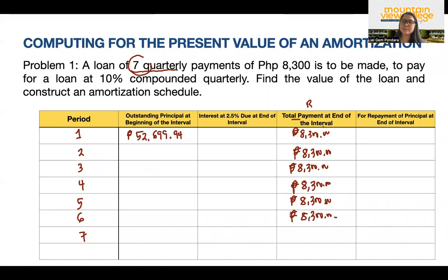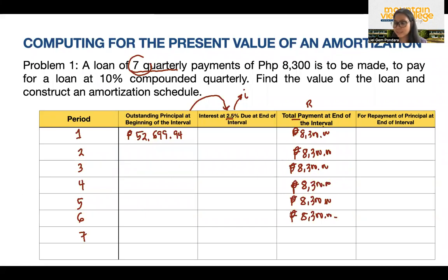Okay. So now, how do we solve for this one? You follow, because this might be tricky, okay? After you fill out the first, the second, and the fourth columns, start by multiplying your outstanding principal by 2.5%. Where did we get 2.5%? That is your I, your periodic interest.